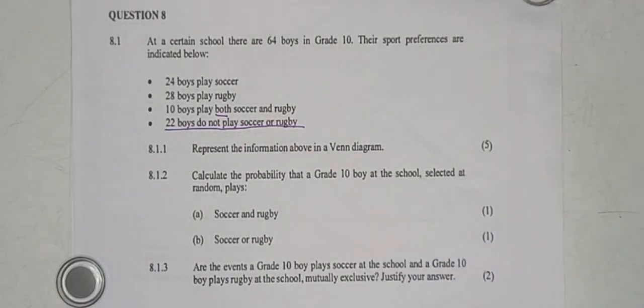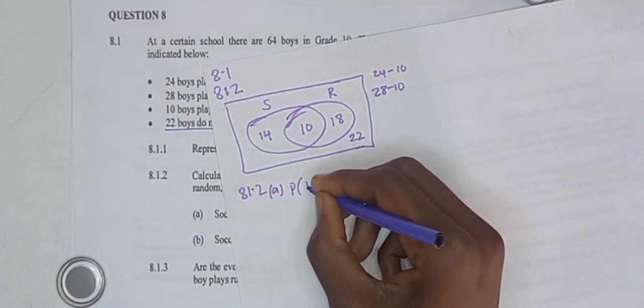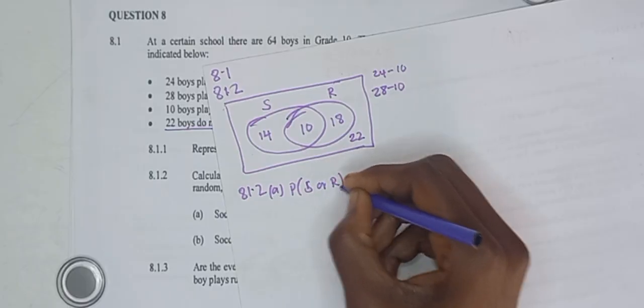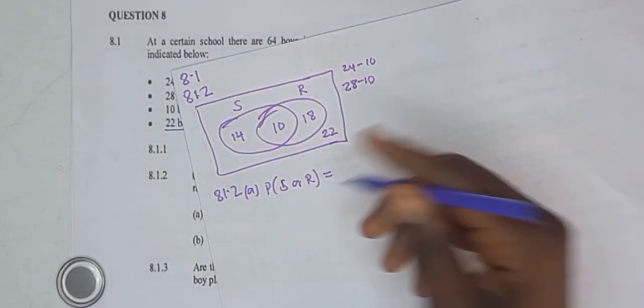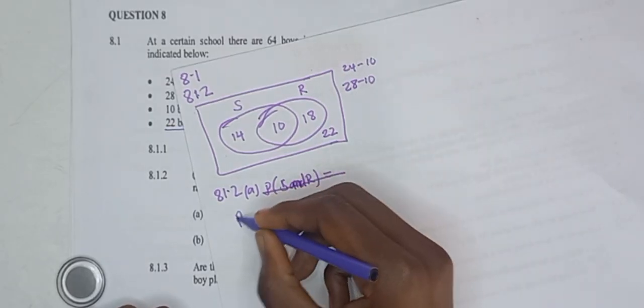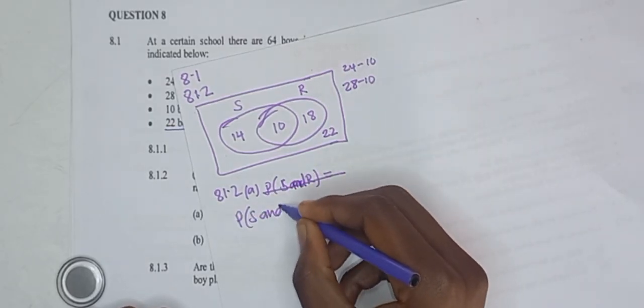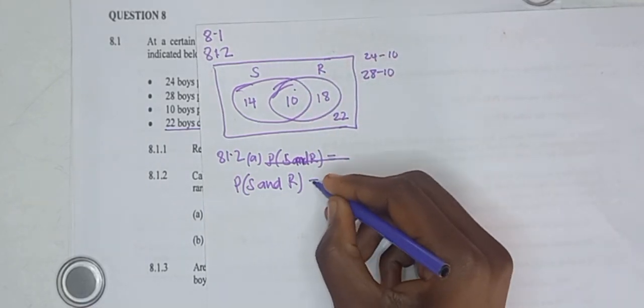Going to 8.1.2: calculate the probability that a grade 10 boy at the school selected at random plays soccer and rugby. So they want letter A, the probability of S and R. Oh, I made a mistake, it's S and R, let me just write it correctly. Probability of S and R. For and, it means the ones that are doing both, which is 10. So it's going to be equal to 10.